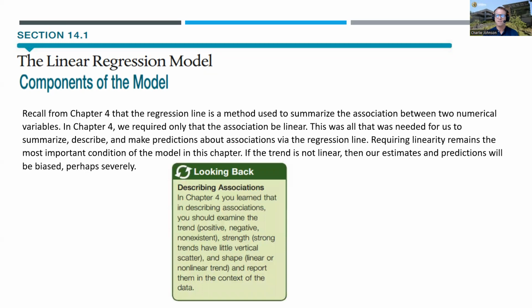Looking back, describing associations. In chapter 4, you learned that in describing associations, you should examine the trend (positive, negative, non-existent), strength (strong trends have little vertical scatter), and shape (linear or nonlinear trend), and report them in the context of the data. That's what we did back in chapter 4.